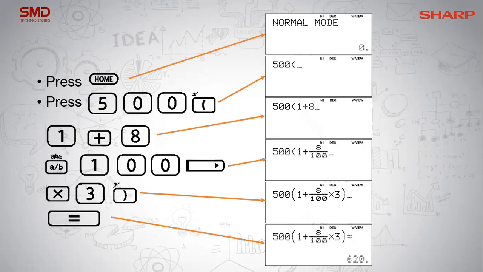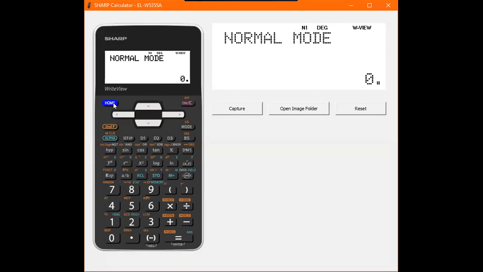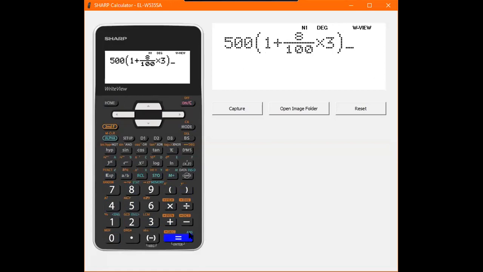Anyway, so do I need to do this on the calculator with you? Let's just do it because it's fun. I'm just going to press the home button and home will just take me back to my normal mode. It just shortcuts the mode 0 for normal. Okay, so we have 500 Rand and open brackets 1 plus 8 over 100 times 3 years. And that's it. Very simple, very easy to do.